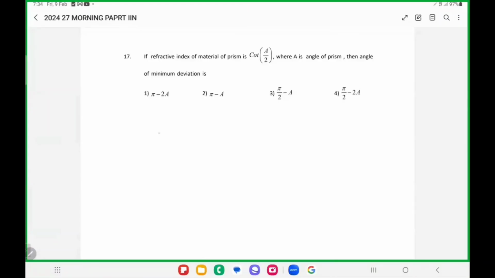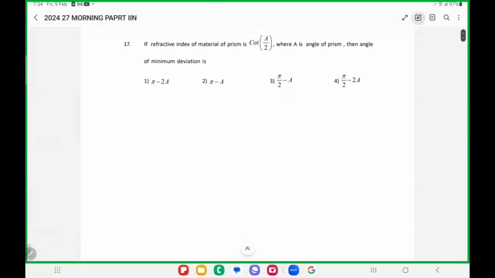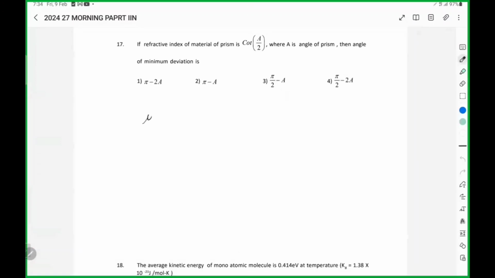Index of material. So refractive index, we have the formula sine of (A plus delta m) by 2 by sine A by 2. But he has given the refractive index as cot A by 2, that is cos A by 2 by sine A by 2.